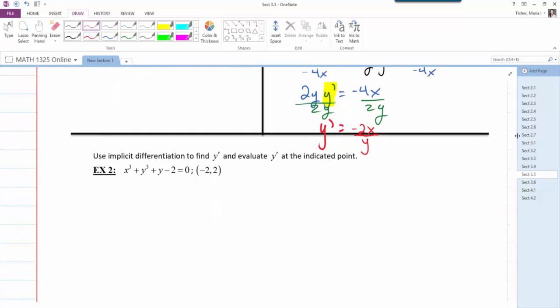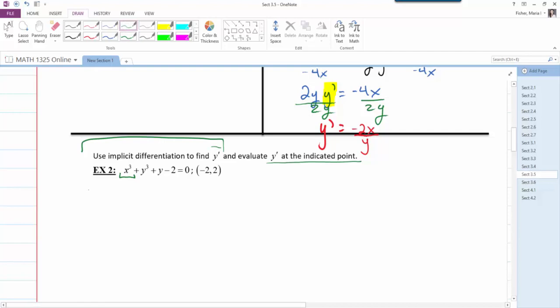So use implicit differentiation to find y prime, and then evaluate y prime at the indicated point. Okay, so let's just look at the first part. Use implicit differentiation to find y prime. So let's take the derivative, and again, anytime we take the derivative of a y term, we're going to write y prime. So let's start with our first term, x cubed.